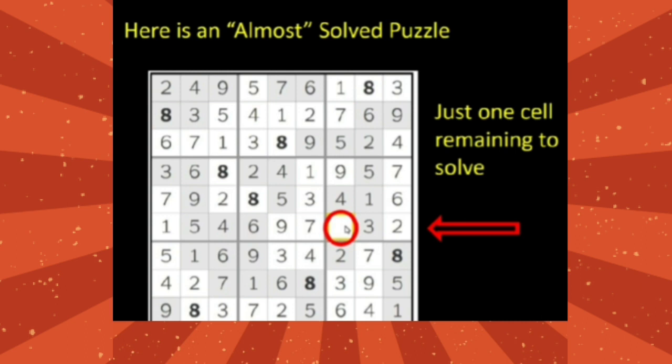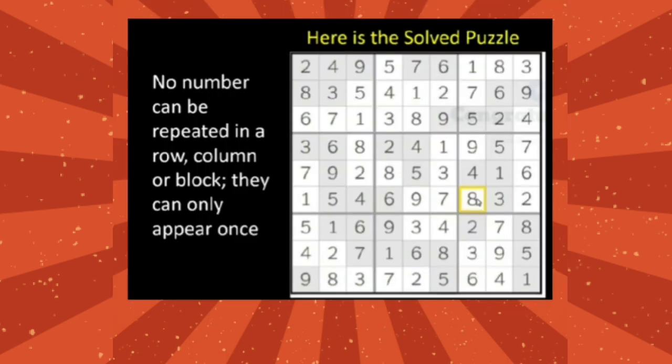Here is an almost solved puzzle. Just one cell remaining to solve. What do you think the missing number is? We will check. 1, 7, 5, 9, 4, blank, 2, 3, 6. What is the missing number? Aha! 8. Yes, you are right. I think it is number 8.